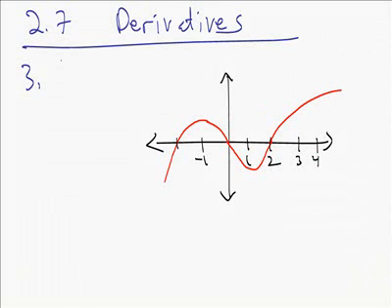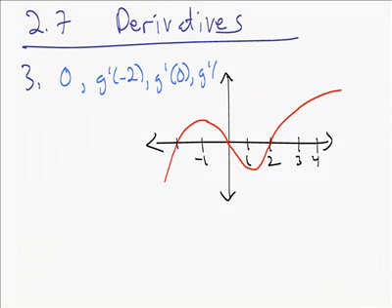Well, the numbers that you're asked to arrange are 0, g prime of -2, g prime of 0, g prime of 2, and g prime of 4. Now again, these don't look like numbers right off the bat, but you have to remember that the derivative at a point is the slope of the line tangent to that point. So let's take a look at our different values.